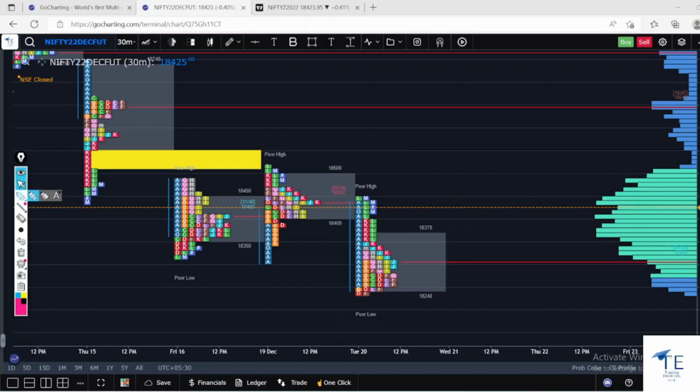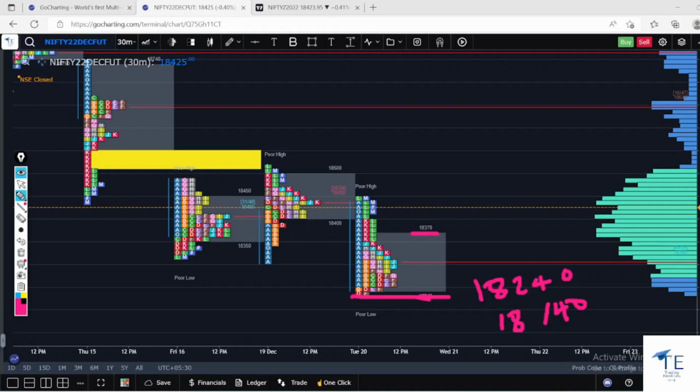Okay, what about an opening inside the value area? Then just sit, relax and watch. On any acceptance below this day low, that means 18,240, we can ride another 100 points. The next target is 18,140 on the downside. This low is very, very important.